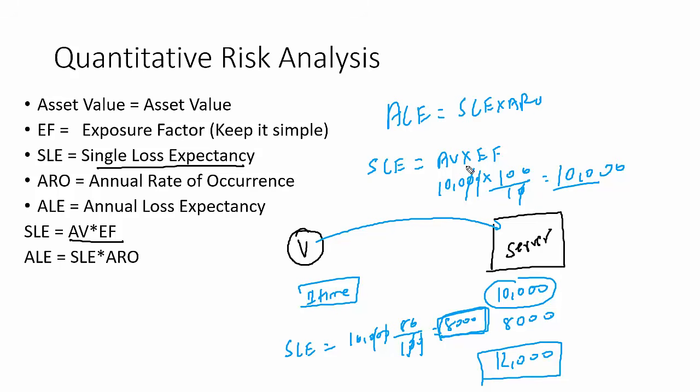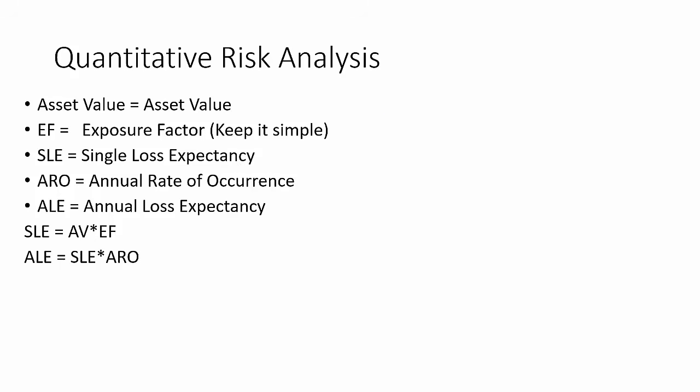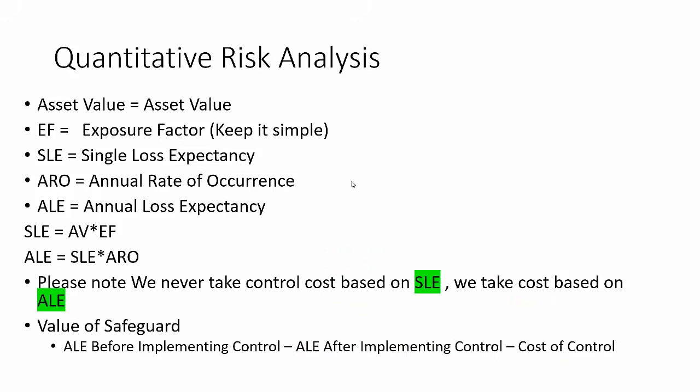Now SLE is $8,000, and this virus attacks, suppose, 6 times in a year. So it comes to $48,000. Now it makes sense to spend $12,000 to save $48,000. But one more important thing: when we're talking about the control, we need to give a justification of the value of the control also.